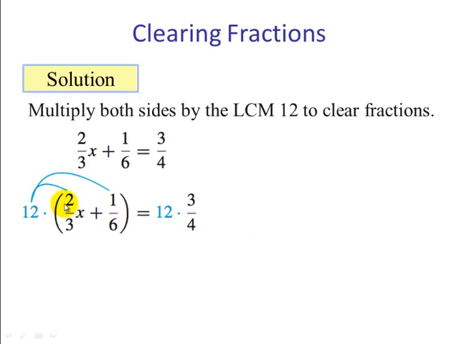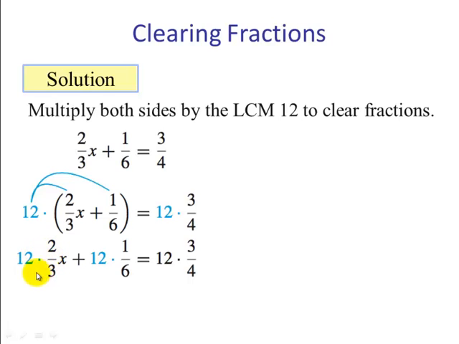So we're going to take 12 times 2/3, we're going to take 12 times 1/6, and we're going to take 12 times 3/4. So if you remember how to multiply fractions, we're going to take the product of the numerators and the product of the denominators. Of course, 12 is the same thing as 12 over 1. Now if you're not good at multiplying fractions, just use your graphing calculator.